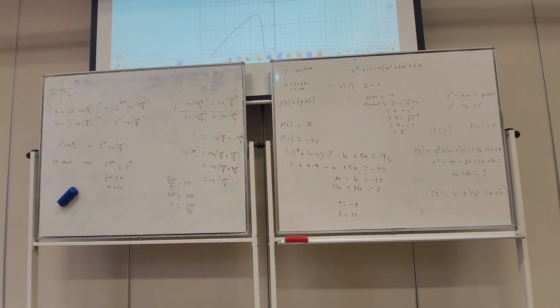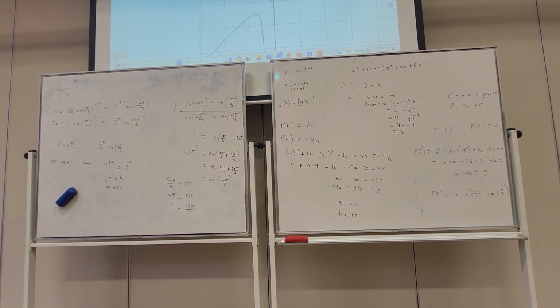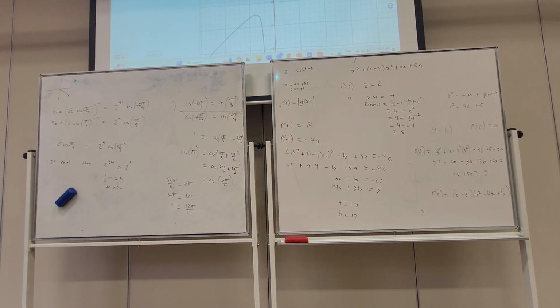Any ideas? On 5, so that's what, 2.4, 4.8.